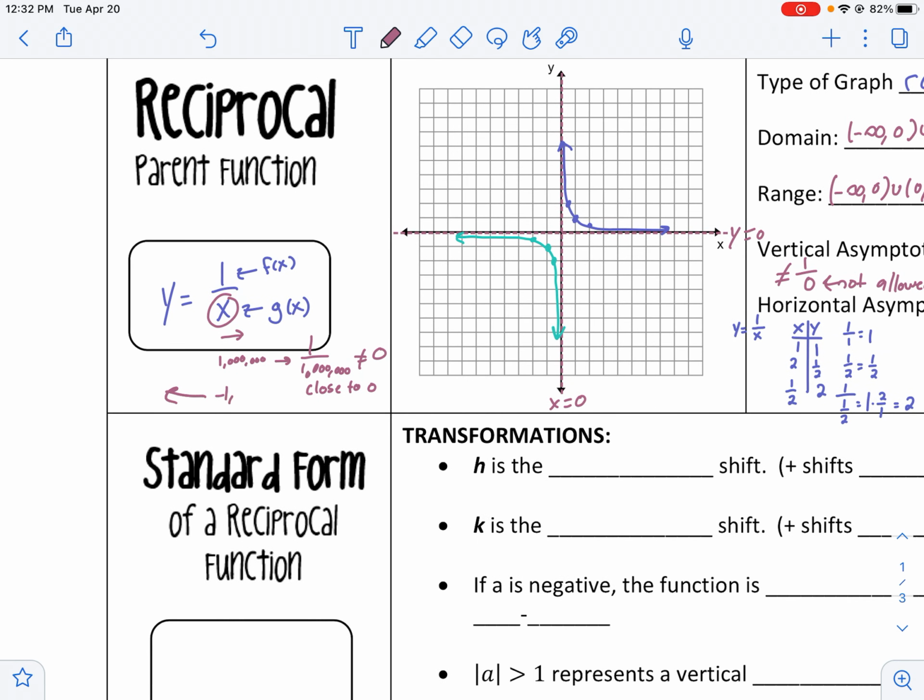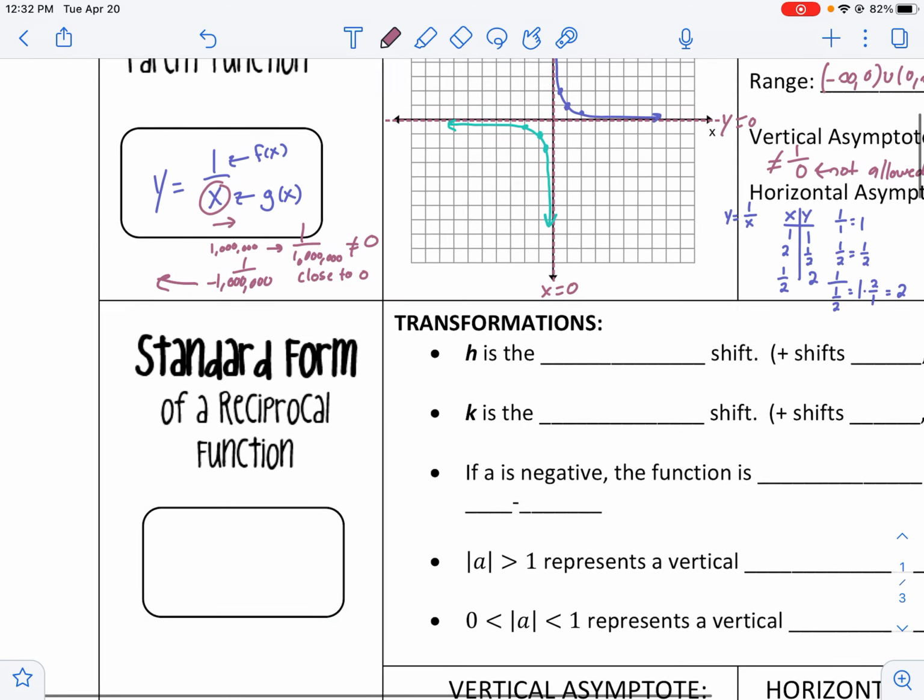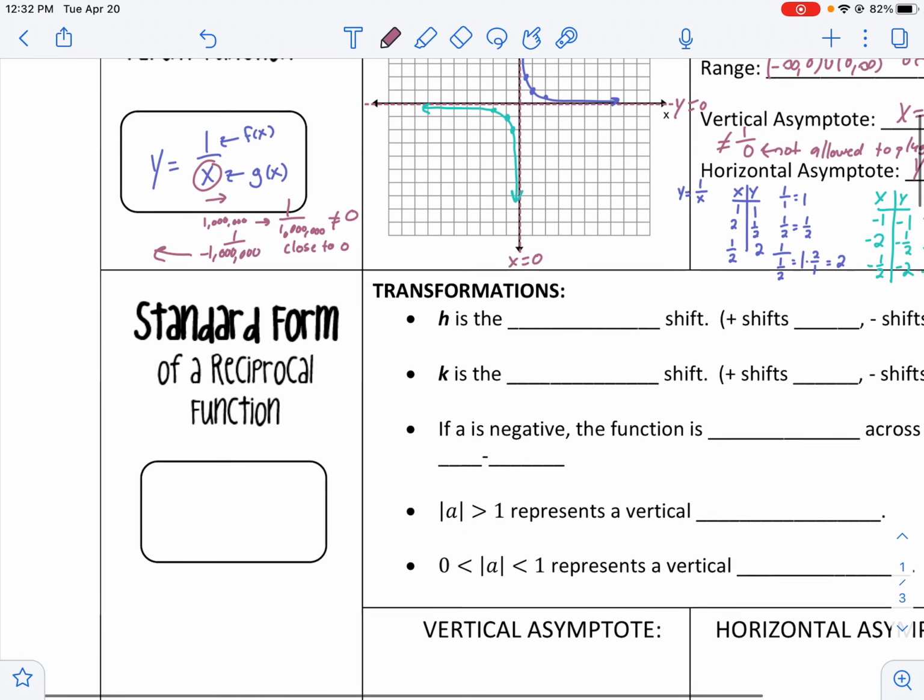Same thing if you went to the left, right? -1 million. Really close to 0 when you put 1 over it, right? But it still is not quite 0. It's just a little bit negative.